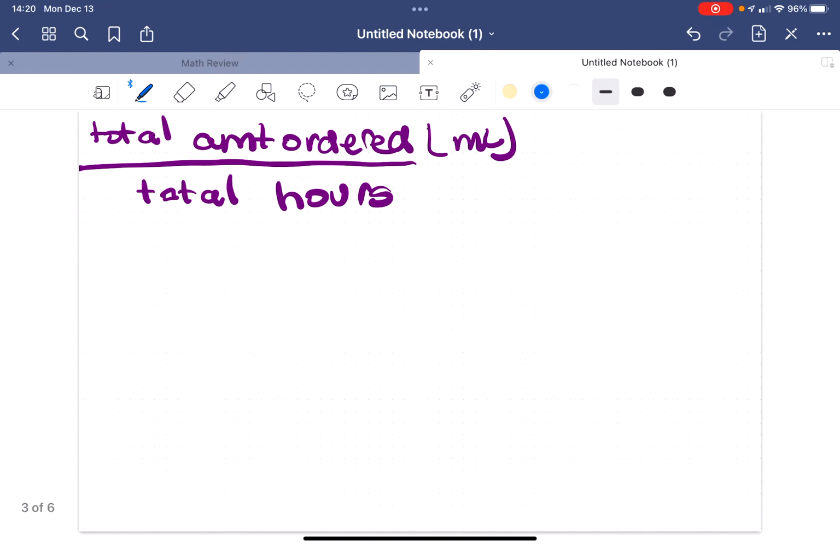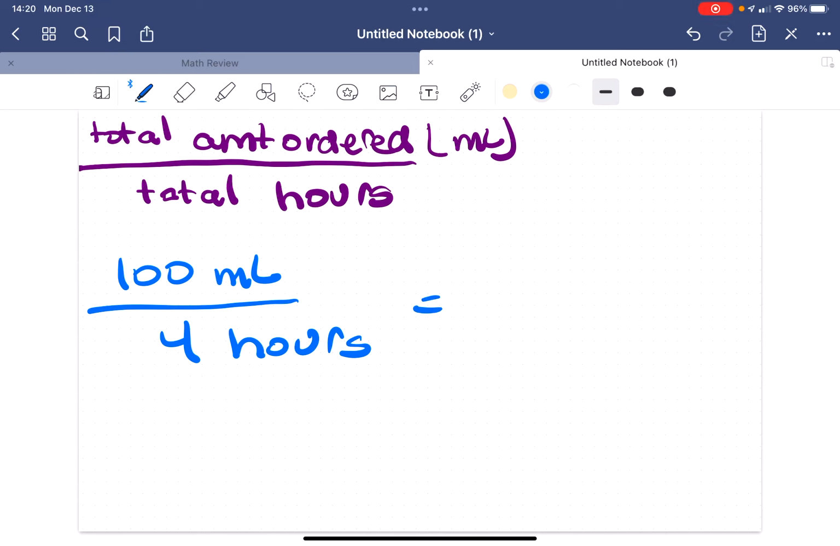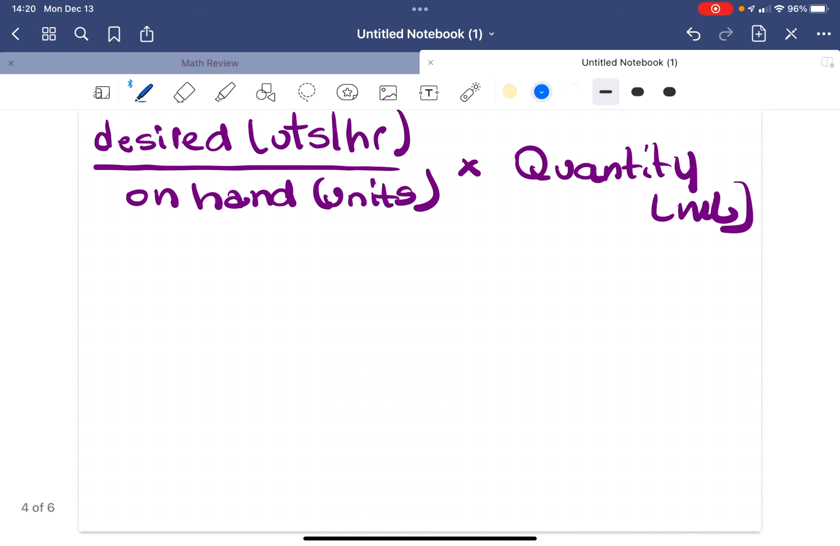All right, number 2. For number 2, we have the physician ordered Ancef 1 gram in 100 milliliters of D5W to infuse over 4 hours. The nurse will need to set the infusion pump at how many milliliters per hour? So here we have total amount ordered. So what was the total amount ordered? 100 milliliters. Over how many hours? 4 hours. So this equals 25 milliliters per hour.